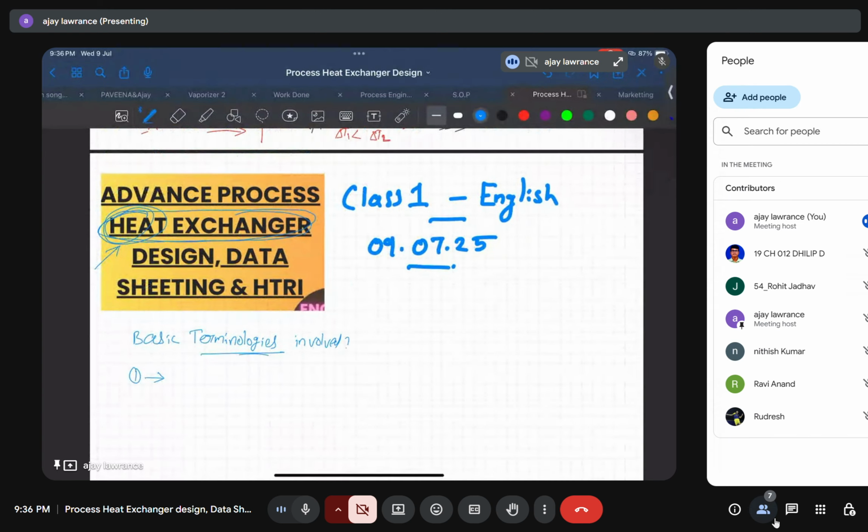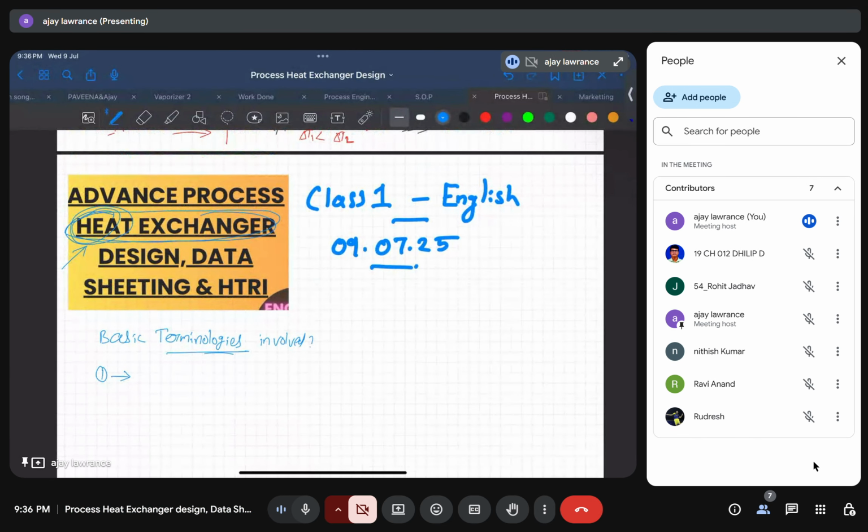What are the basic terminologies for the heat to transfer? Heat exchanging is nothing but heat transfer, and the heat exchanger is the equipment to control heat exchange. So for the heat to get exchanged, what are the terminologies involved?